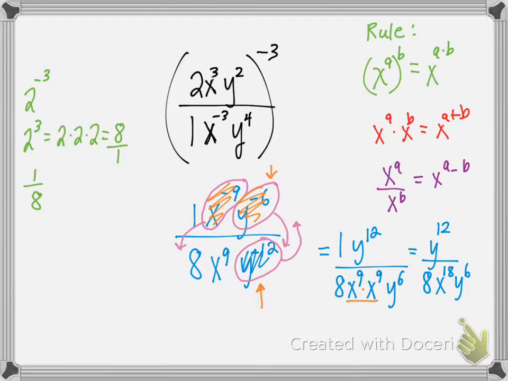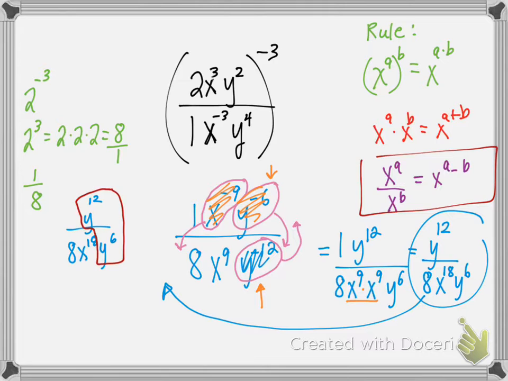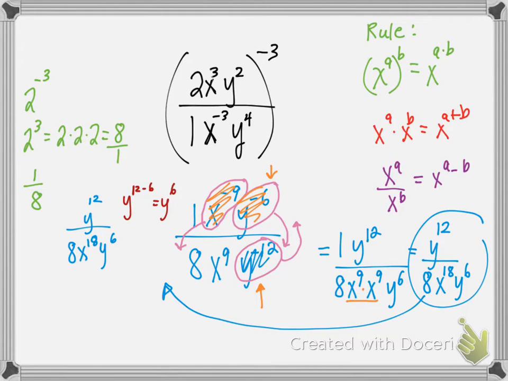So finally, taking this and simplifying that, so y to the 12th over 8x to the 18th, y to the 6th. I do have to combine my base y here using this rule that says if they have the same base and you're dividing, you're subtracting the exponents. So this is really y to the 12 minus 6, which is y to the 6. Because that's positive, it's going to stay in the numerator's position. So my final answer, I have y to the 6 in the numerator, 8x to the 18th in the denominator.